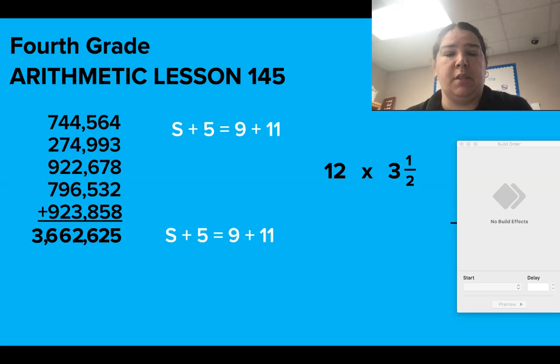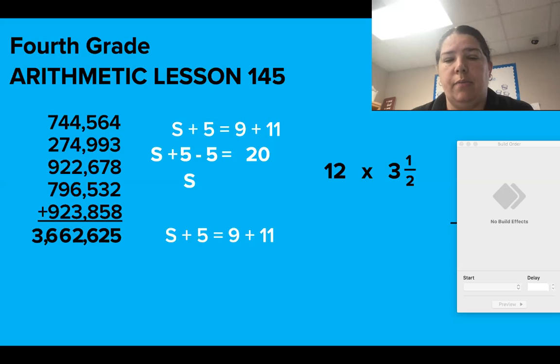We're going to continue with our equations. We have s plus 5 equals 9 plus 11. Remember that when we're working with equations, they need to be equal on each side. In order to know what the s is equal to, we need to get it by itself. So we do the other side, which is 9 plus 11 equals 20. And then we rewrite s plus 5, and we do the opposite, s plus 5 minus 5. Very good. And that cancels out, and we're left with s.